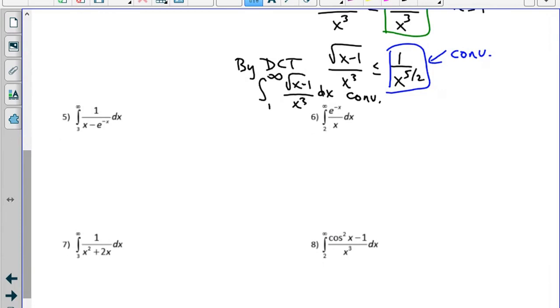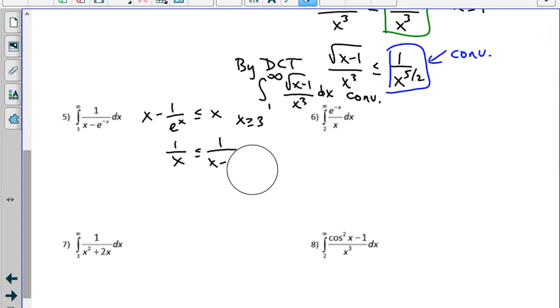Okay, let's take a look at the next problem. So we have 1 over x minus e to the negative x. I'll use another direct comparison test here. I know that x minus 1 over e to the x, which is the same thing as e to the negative x, must be less than or equal to x for all values of x greater than or equal to 3. So I can say that by dividing both sides, 1 over x is less than or equal to 1 over x minus 1 over e to the x. Since everything is positive, I'm allowed to do that.